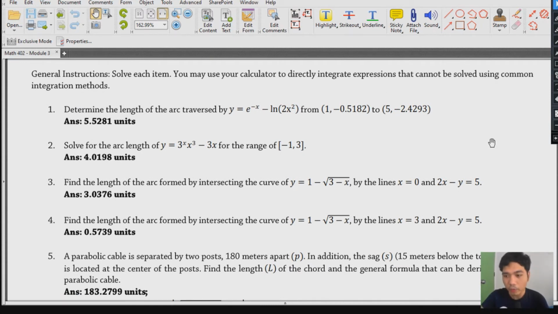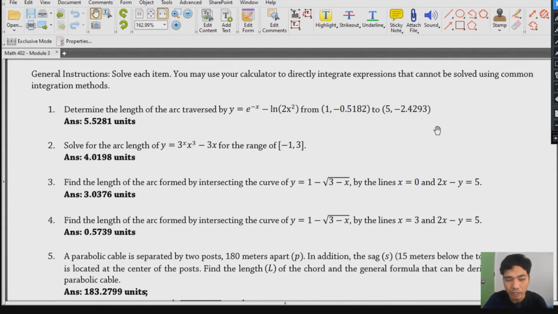Okay, so for number 1, let's determine the length of the arc traversed by y equals e raised to negative x minus ln of 2x squared, from x equals 1, negative 0.51825, negative 2.4293. So yung arc length is one of the easiest sa application ng ating integration, for as long as, syempre, gumagamit tayo ng calculator na direct integration. Now in this case, hindi natin siya actually kailangang i-draw kasi ang arc length naman is just length lang, assuming na continuous yung mga functions natin.